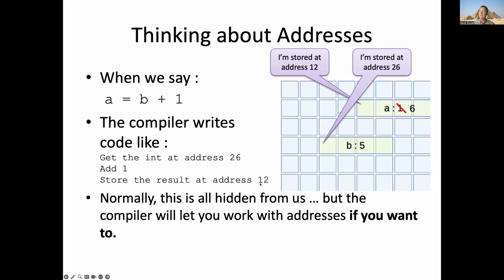So I'm trying to make the point that the compiler is already having to keep up with where everything is in memory for your program. And normally you don't have to worry about that, but you can if you want to. C gives you operators in the language that let you find out where things are stored, so get the addresses of things, and change the contents of memory based on addresses.